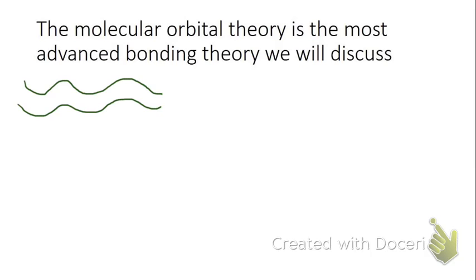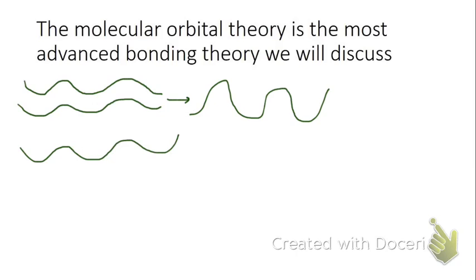Here is constructive interference. So what do we get? We get a bigger wave in sync. Waves can also do this. This is known as destructive interference. And we get nothing. It cancels it out. So, what can we do? So, what we can do is these electrons lead to what's known as a bonding orbital.